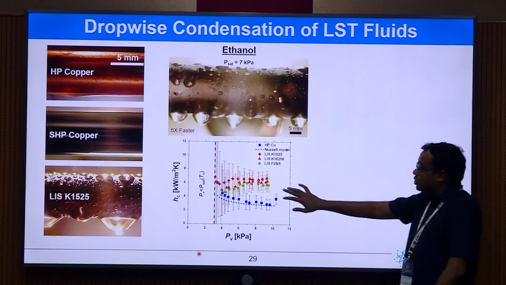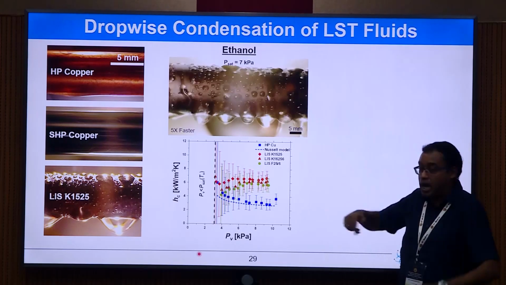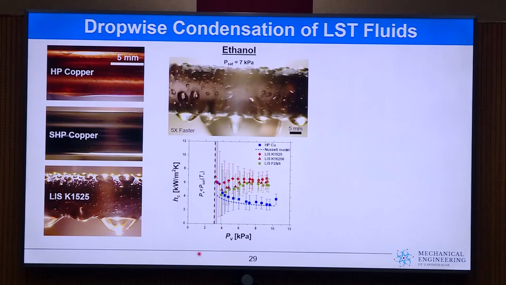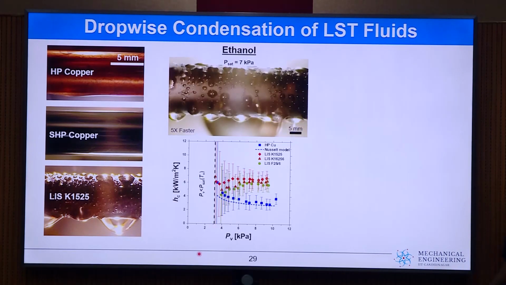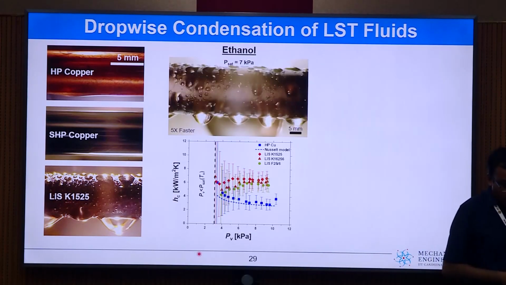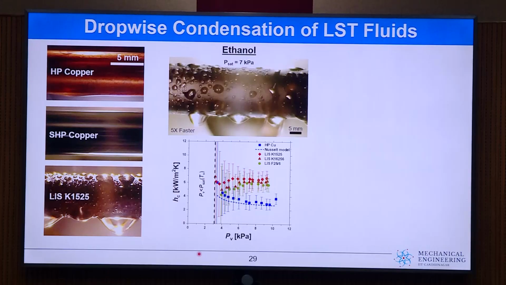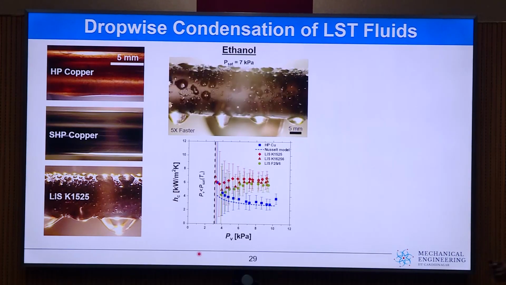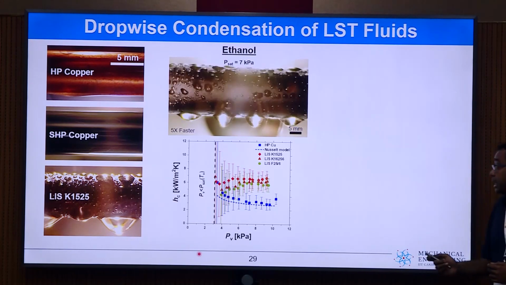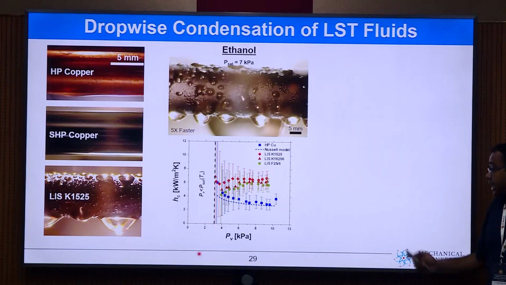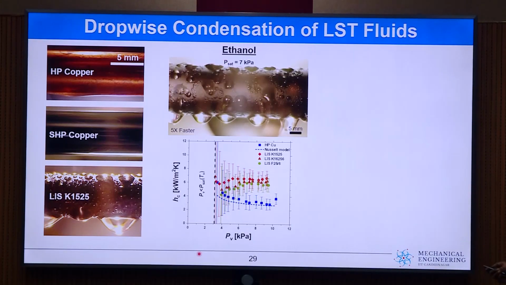The large error bars over here are primarily because we had a 30 centimeter long tube, and maintaining the saturation pressure at a given fixed value for ethanol or for hexane, given its volatility, was not very easy. That ended up giving us a fluctuation in the heat transfer measurement, and therefore the large error bars. Nevertheless, it is evident that drop-wise has much higher heat transfer compared to film-wise.